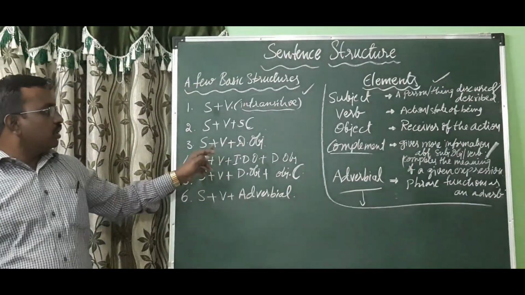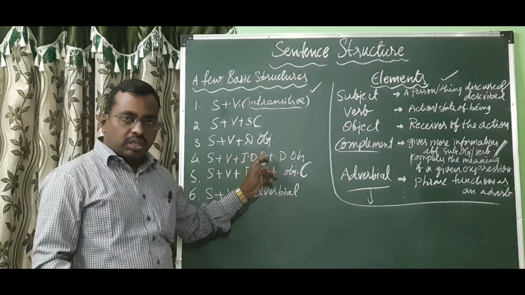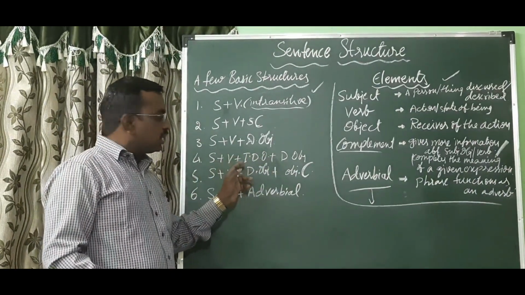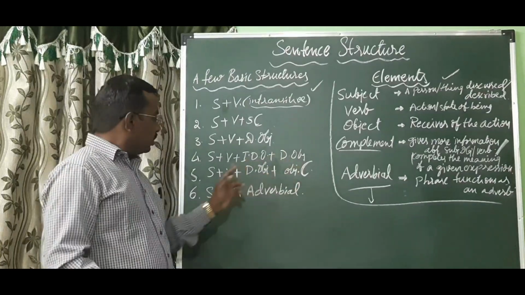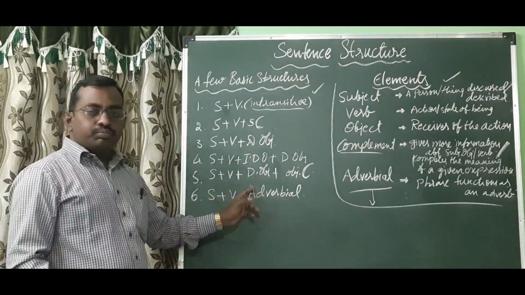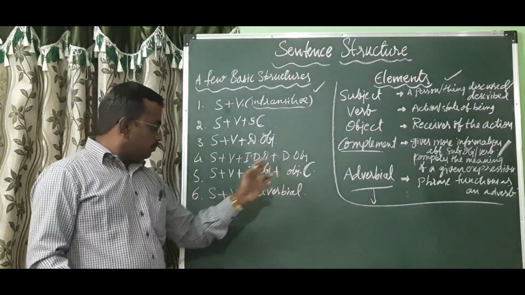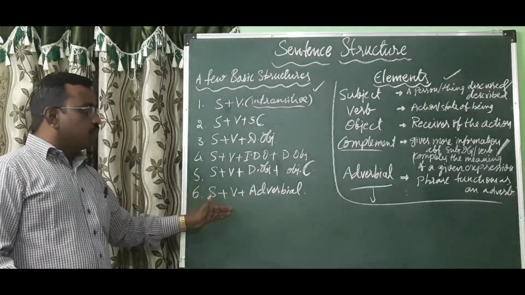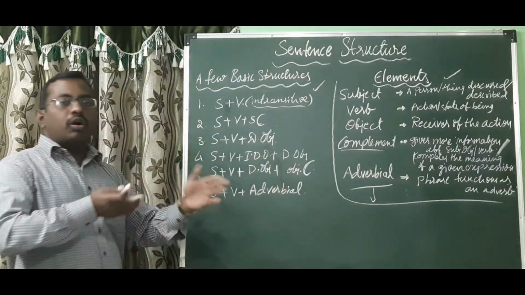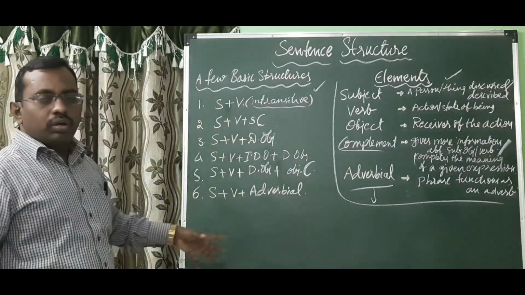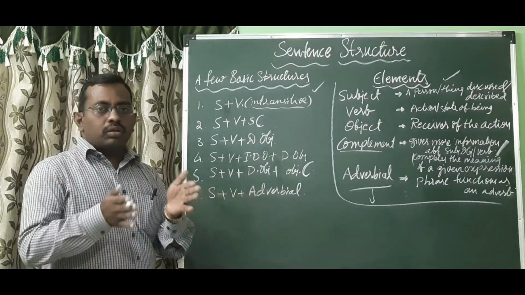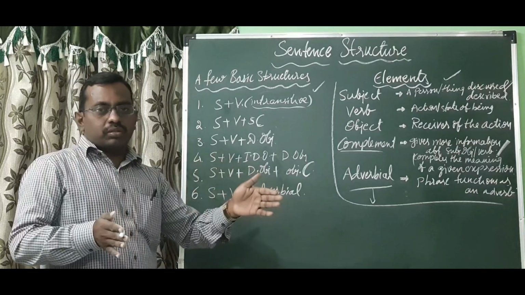Next, subject, verb, direct object. Next, subject, verb, indirect object plus a direct object. Next, subject, verb, direct object plus object complement. Next, subject, verb and adverbial. Adverbial means a verb complement. These are the basic structures of a sentence.